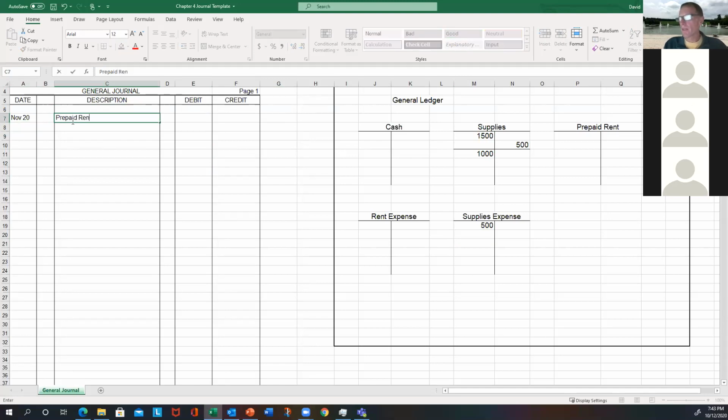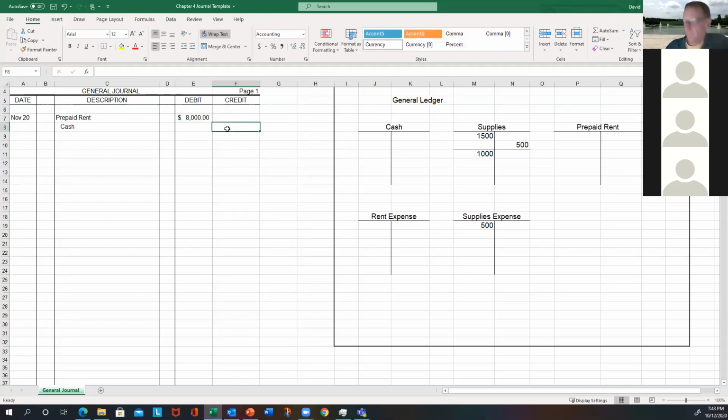They would have bought $8,000 of prepaid rent. So they would have debited prepaid rent for $8,000 and credited cash for $8,000. Again, this is in November. Once they post this to the ledger, what would happen is cash would get $8,000 credit, and prepaid rent would get $8,000 debit. Now remember, prepaid rent is an asset account. Cash is an asset account.